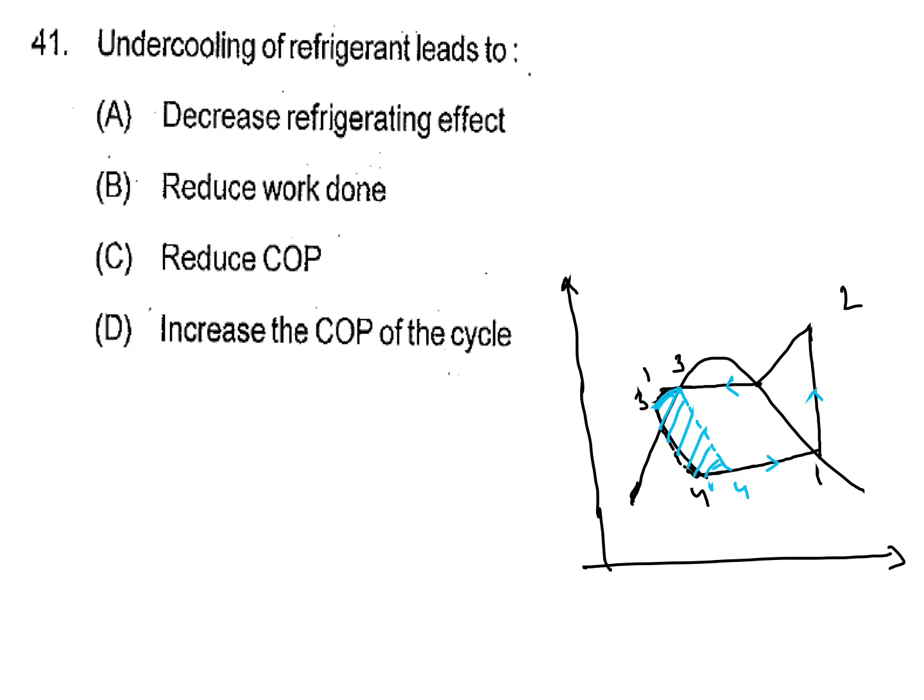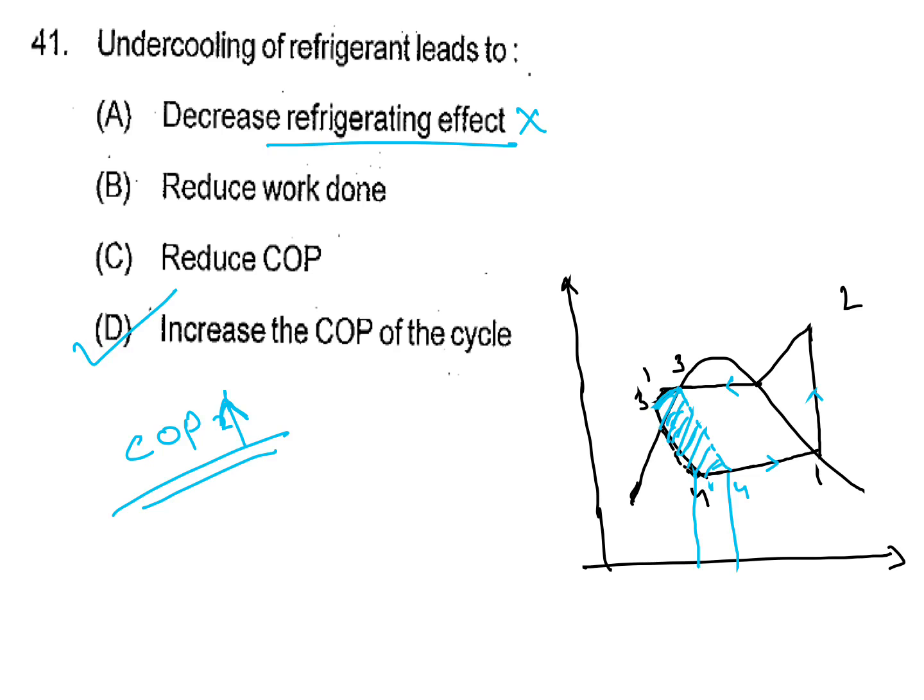So the refrigerating effect increases from 4 to 4 dash. This portion, the refrigerating effect, increases. So COP increases with undercooling. D is our answer. The refrigerating effect increases. COP we know, RE by work term, RE increases, so COP increases.